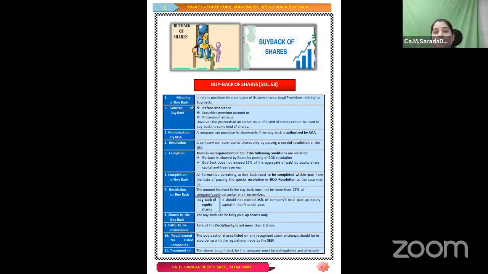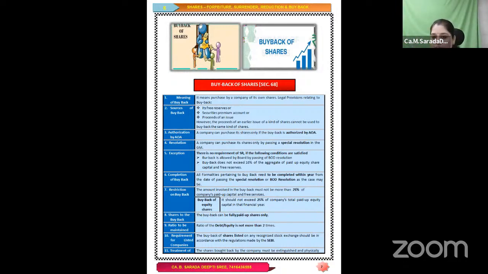This particular point I have already mentioned in the case of preference shares and debentures, redemption of debentures. In case of redemption of preference shares also, the company will redeem only fully paid preference shares. In the same way, even in case of buyback of equity shares, the company will redeem only fully paid equity shares, and the debt equity ratio should not be more than 2:1.